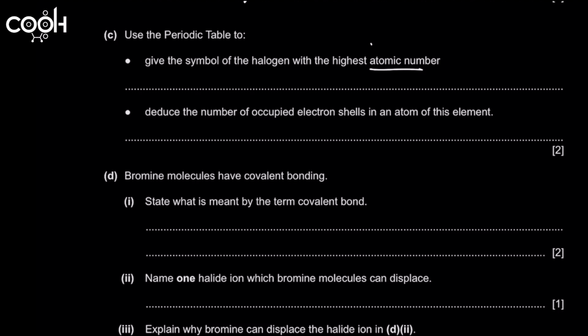What do we mean by atomic number? Atomic number is literally the proton number. And proton number, what does the proton number mean? The proton number means the total number of protons in the nucleus of an atom. So which halogen has the highest total number of protons in the nucleus of an atom?